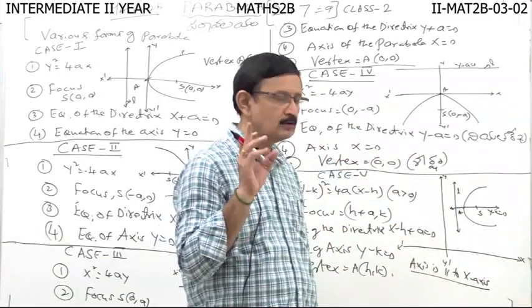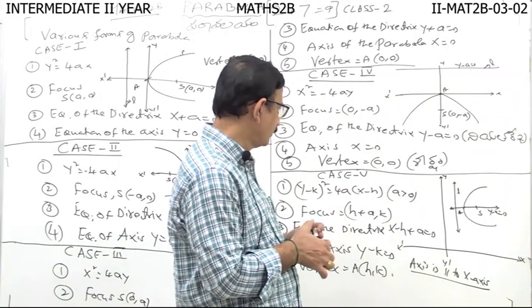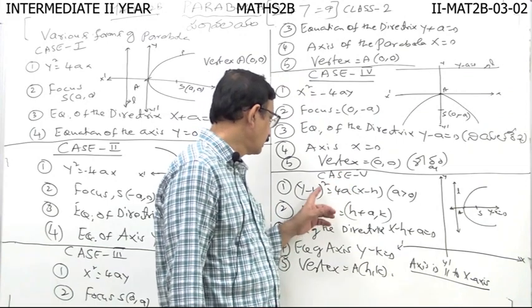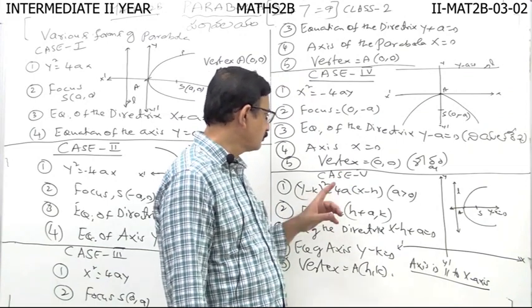Axis is parallel to x-axis. This point you have to remember. So now in this case, what is the equation of this parabola?